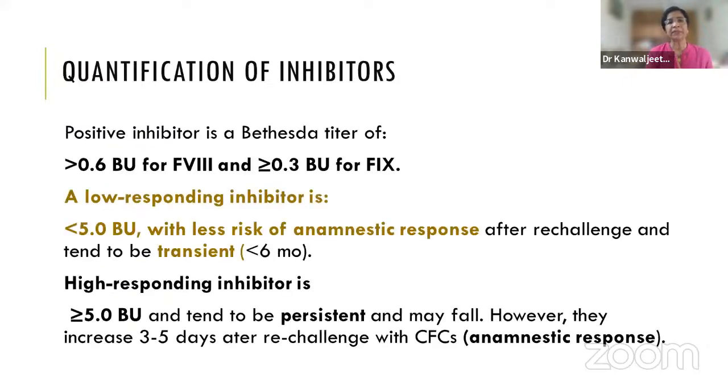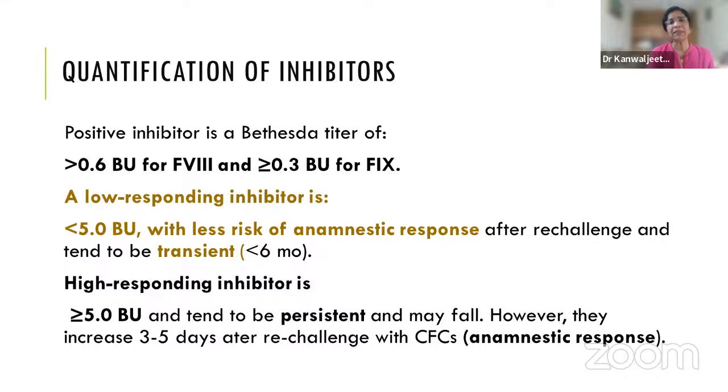How do we quantify the inhibitor? First of all, we have to decide whether to label a patient as having a hemophilia inhibitor or not. Some titer of inhibitors may be circulating in our body. If the report shows more than 0.6 Bethesda unit for factor 8 or more than 0.3 Bethesda unit for factor 9, the patient is known as having inhibitors.